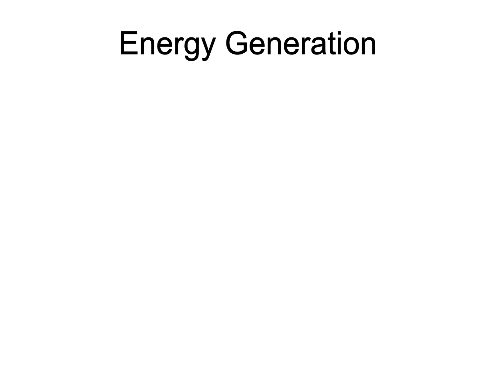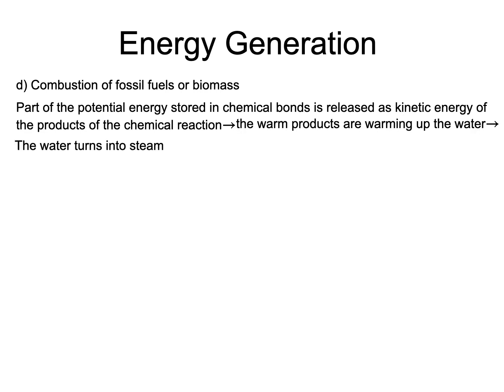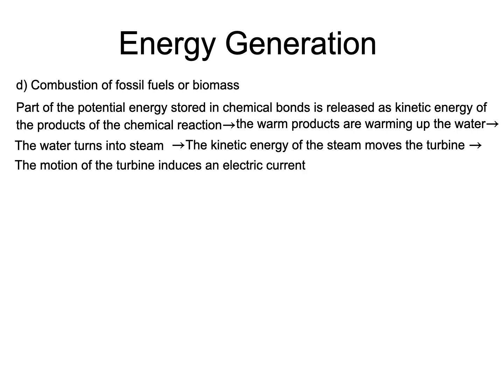This can be achieved by the combustion of fossil fuels or biomass like wood. Here, the form of energy at the source is the potential energy stored in chemical bonds. It requires a chemical reaction that leaves the products warmer than the reactants were. The warm products can warm the water. The water turns into steam. The steam moves the turbine. The turbine induces an electrical current.